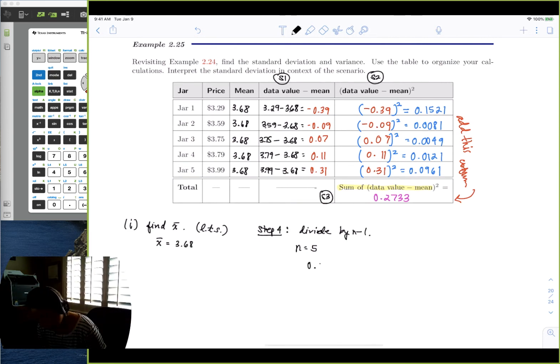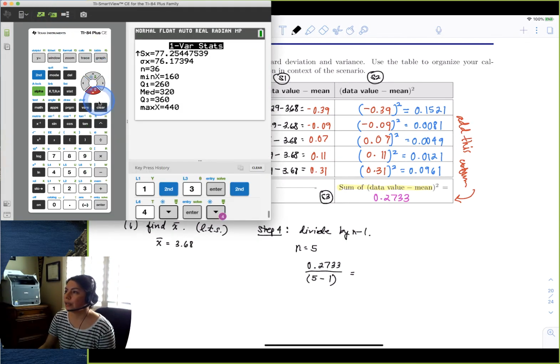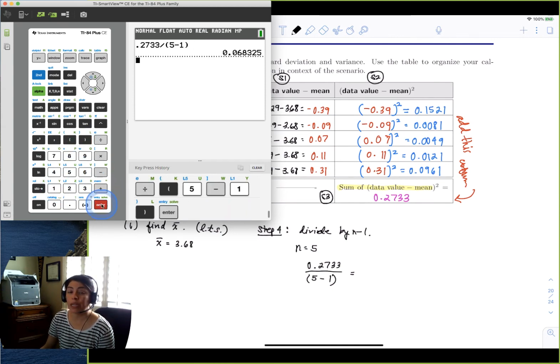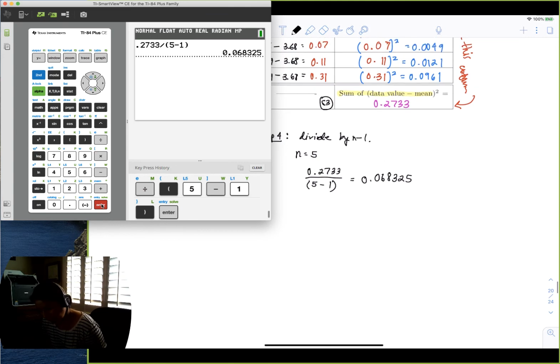And then we get 0.2733 divided by 5 minus 1. So if I put that in the calculator, we can go over here. Let me clear this one out. I'll put 0.2733 divided by, and then parenthesis 5 minus 1. I always put numerators and denominators in parentheses. It's a good habit. And I get 0.068325.